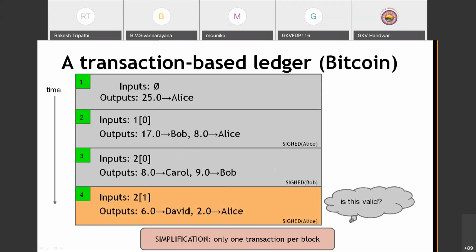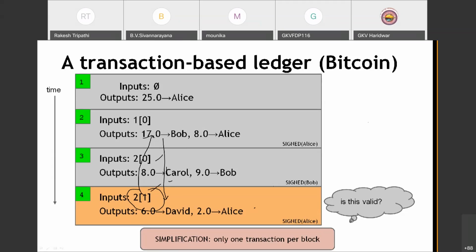Now, how do I check whether the money which he is spending here, 2, 1, has not been double spent? So I go to the 2, 1 transaction. And from there onward, we come to this transaction and see anywhere 2, 1 is there in input. If it is there, then this is a double spend. So we can move backward from there.